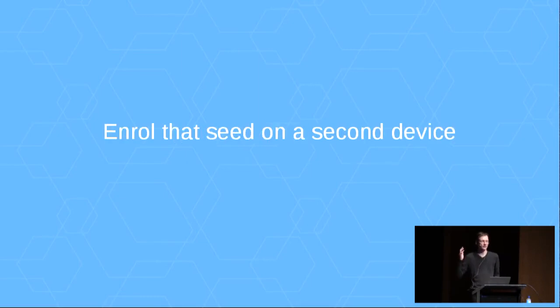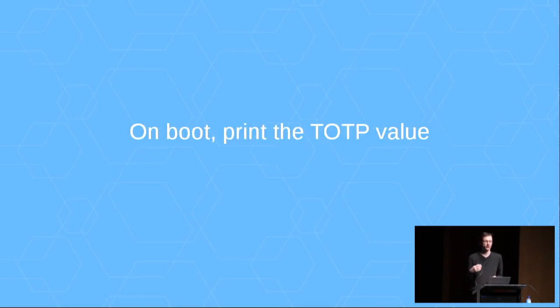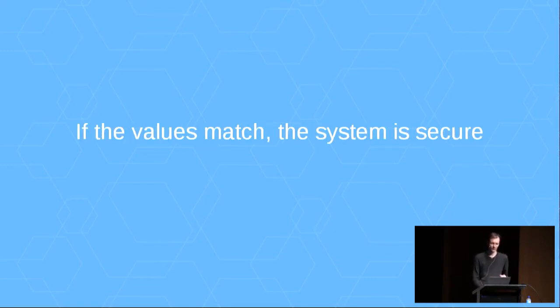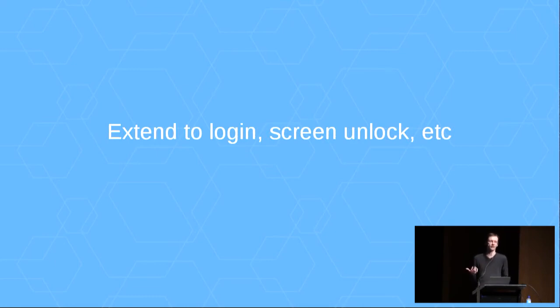Right, so we have that secret now enrolled on a second device. Every time you boot, when you print the disk encryption passphrase prompt, you also print the current OTP value. You then check that against the value on your second device. If the numbers match, then your boot process has not been tampered with, or alternatively, someone has tampered with both your laptop and your phone. Try not to leave them both in the same place.